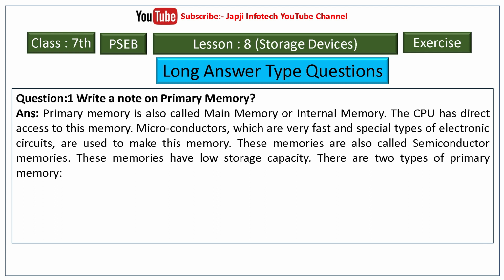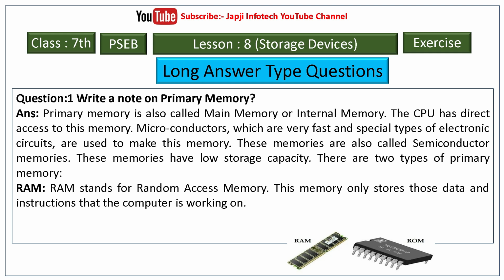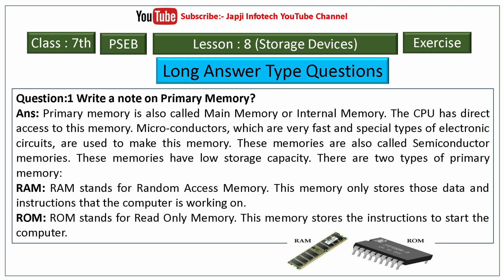There are two types of primary memory. The first one is RAM. RAM stands for random access memory. This memory only stores those data and instructions that the computer is working on. And second one is ROM. ROM stands for read-only memory. This memory stores the instructions to start the computer.